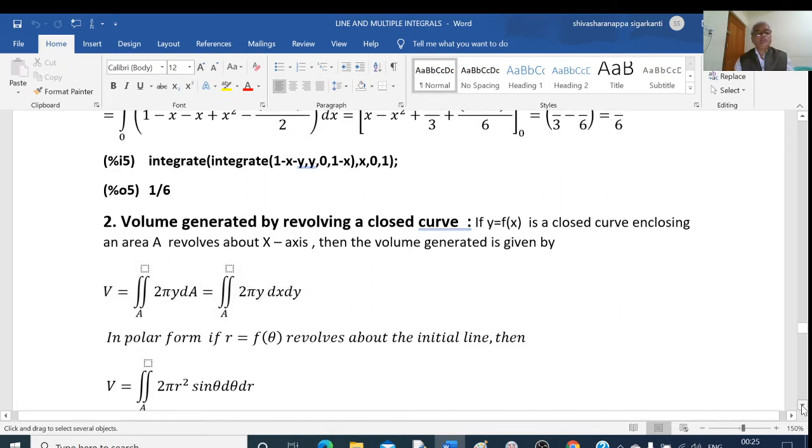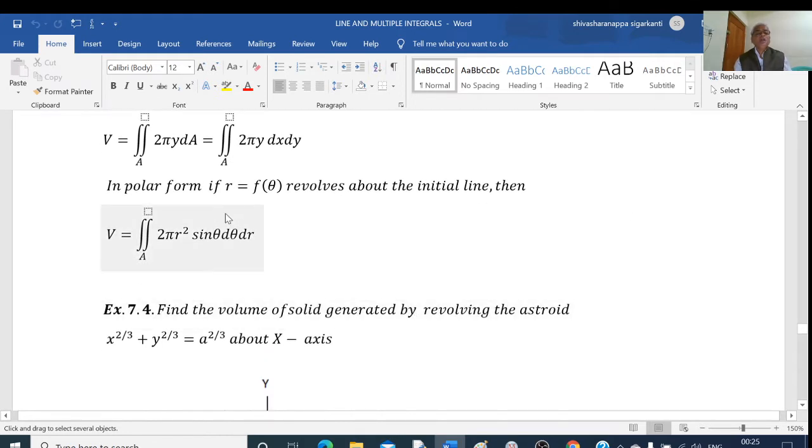And if the curve is in polar form, r equal to f of theta, and this curve revolves about the initial line, then the volume is given by double integral over A of 2 pi r square sin theta d theta into dr.